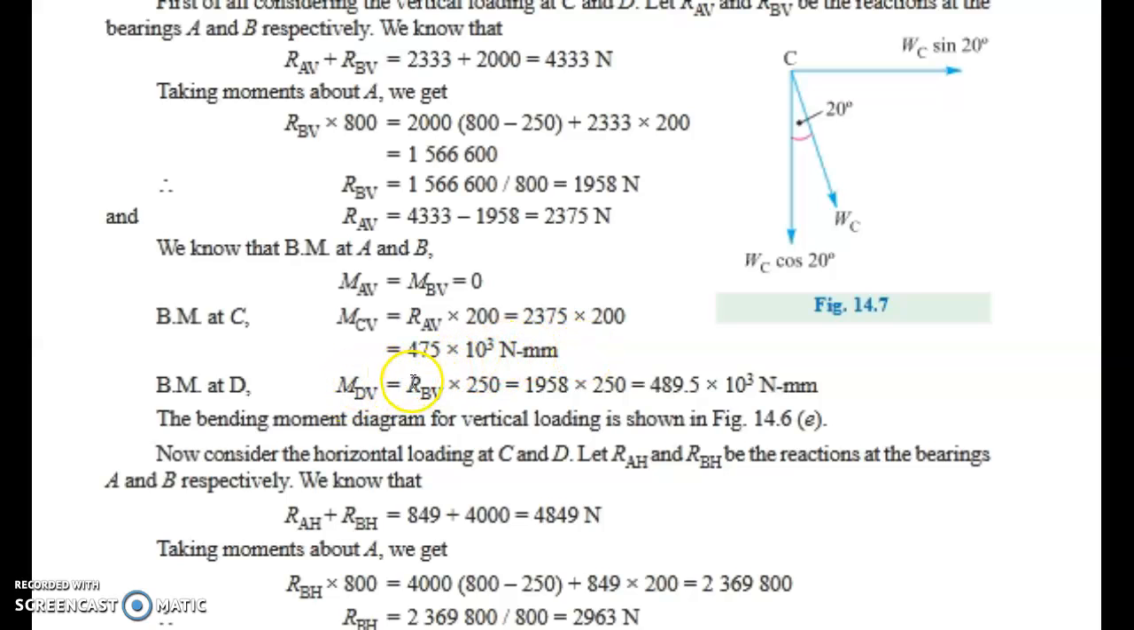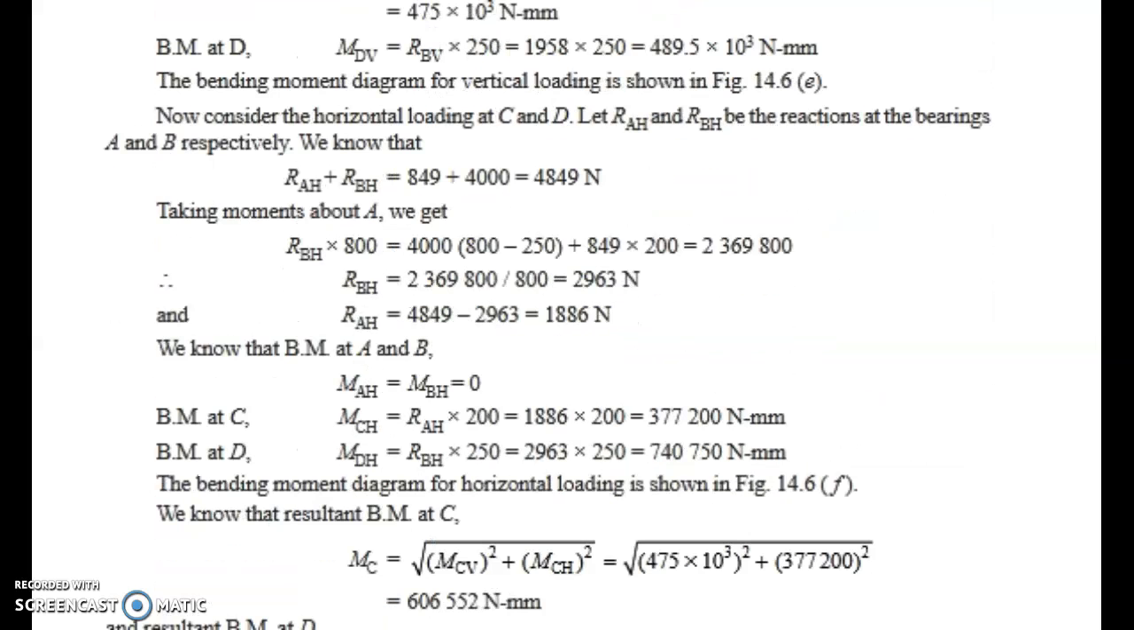Similarly, MDV is equal to RBV into the perpendicular distance. RBV, we already calculated the value as 1958. If we substitute this value, we will get the bending moment at point D. What is that value? 489.5 into 10 raised to 3 Newton millimeter.